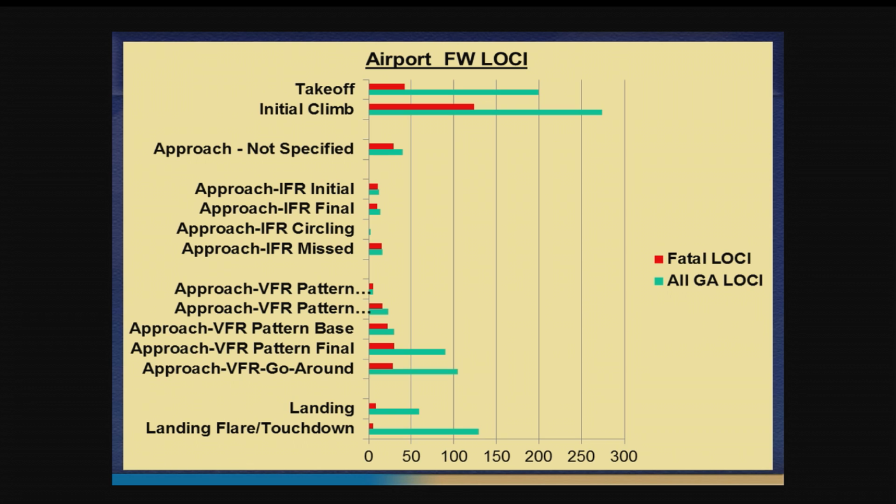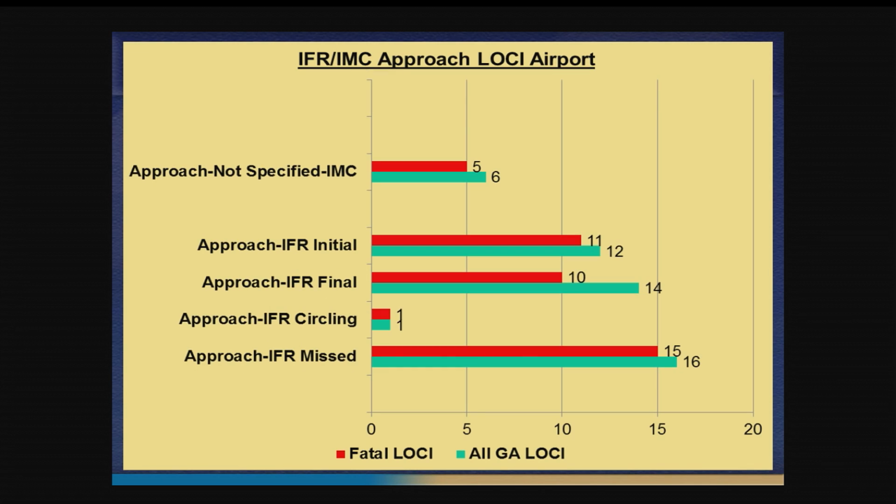But if we look at the airport loss of control, again, we have one of our big three, the initial climb, and then we separate the approach, another one of our big three, into IFR, IMC, and VFR, VMC. Again, we look at the landing and flare and touchdown, and there's not a whole lot of fatal activity going on there. If we look at the IFR, IMC, again, there are not very many of them when we look at our big three, but the interesting thing is when loss of control does occur in IMC conditions or on an IFR flight, it's generally fatal.